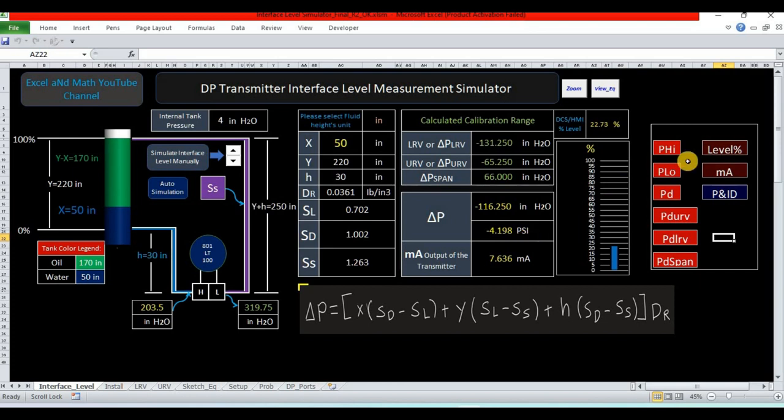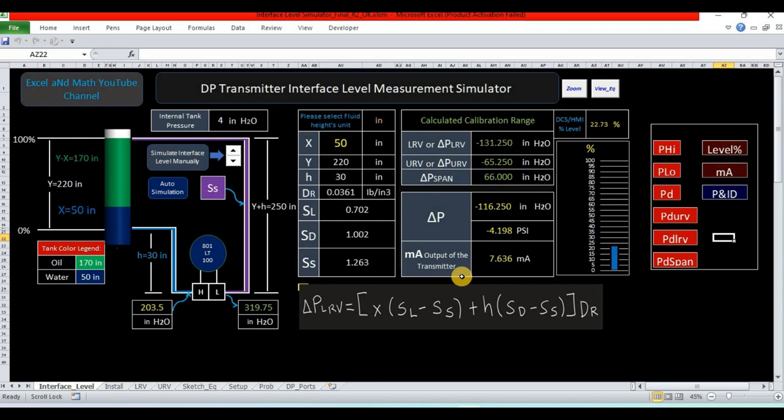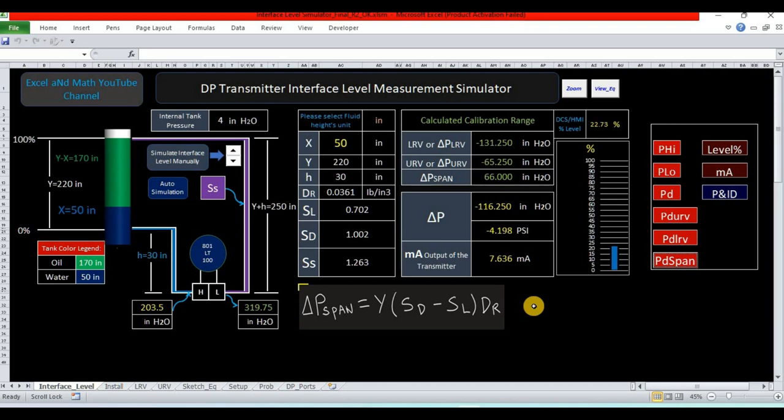4.198 psi. And then in the same way, if we substitute the given values of the variables into the differential pressure URV, which is this equation, we will find that the differential pressure URV is negative 65.250 inches H2O. In the same manner, if we substitute the given values of the variables into this equation, we find that the differential pressure LRV is negative 131.250 inches H2O. And finally, by plugging in the given values of the variables into this equation, we get delta P span is 66.000 inches H2O.